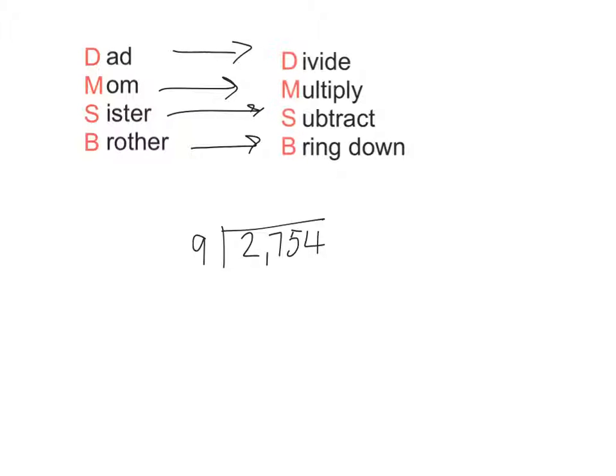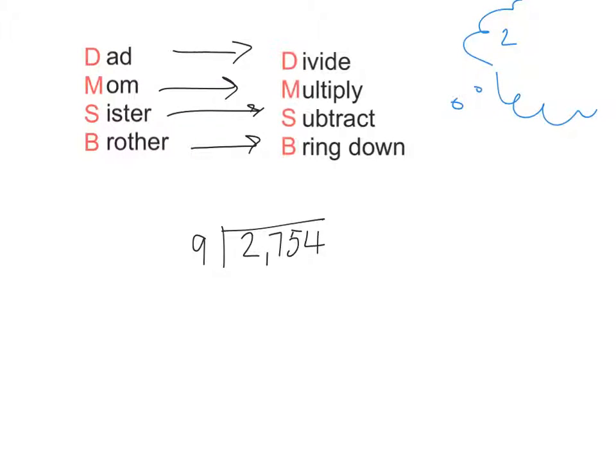How do I know where the first digit of my quotient needs to go? Liam? A number close to the dividend that is easy to divide by the divisor, right? Yeah. So is there a number close to 2,754 that's divisible by 9, Ariel? 2,700. Yes, we can think in our head. I'll think up here in my little thought bubble.